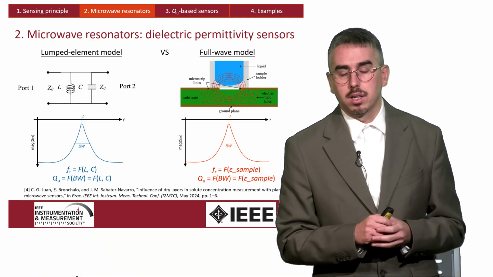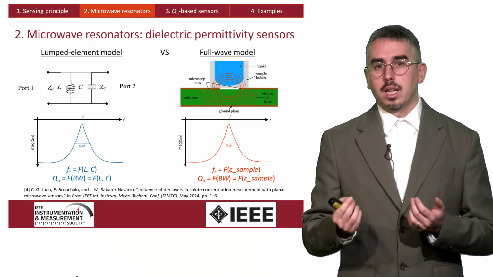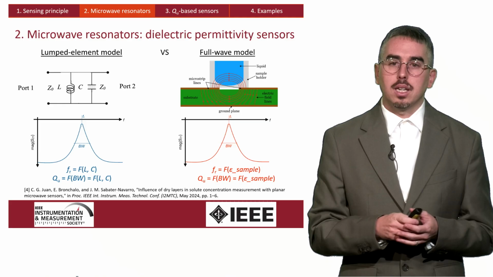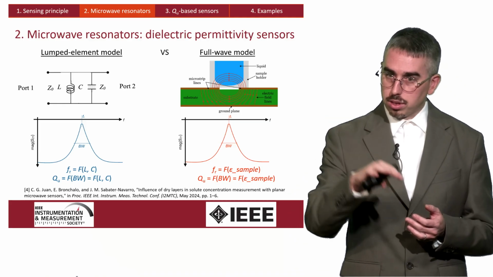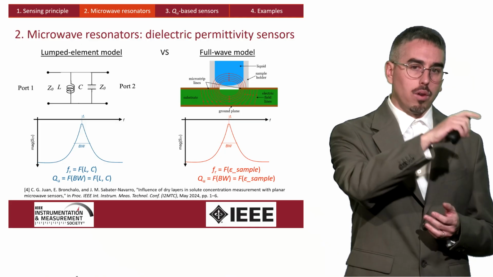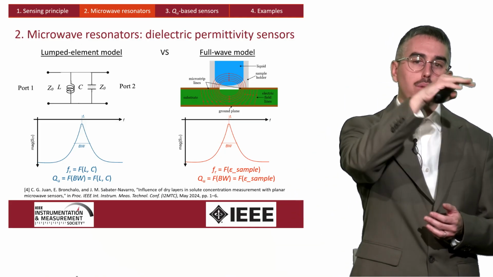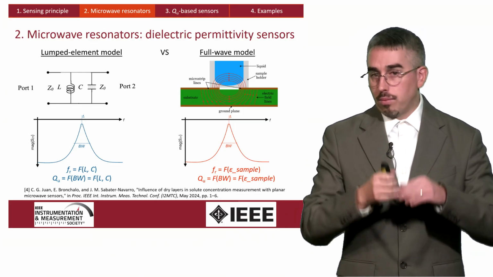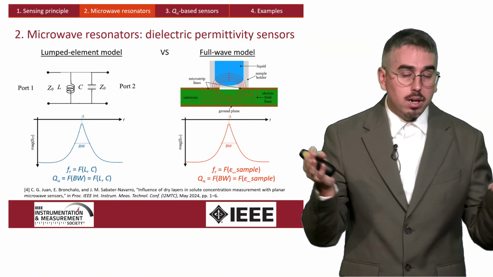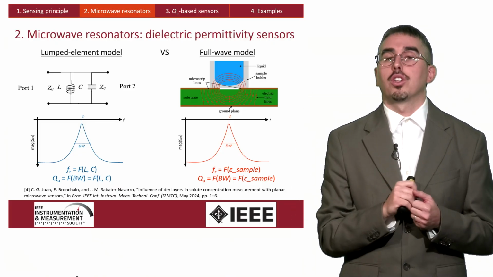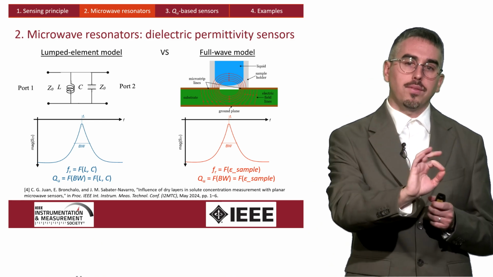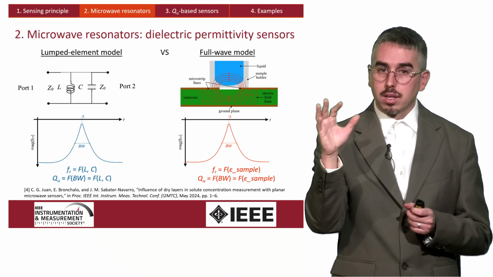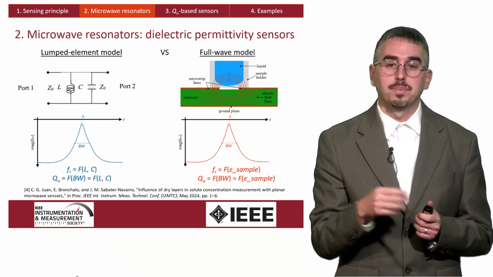To finish with this part, here we can see the full wave model again compared to the simple circuit model. For the full wave model, we can see how the electric field lines travel through the substrate, but also get out of the line, out of the circuit, travel through the upper space, and get back to the circuit. In this very simplified model, just for the example, we have included a sample holder, a container, and a liquid to be measured inside the container. We can see how the electric field lines travel through the walls of the sample holder, through the liquid, and then back to the resonator.